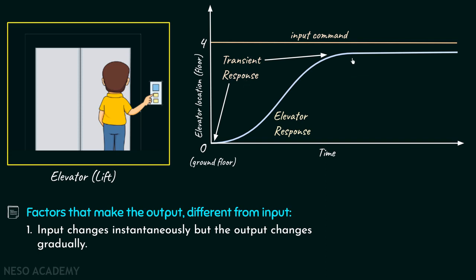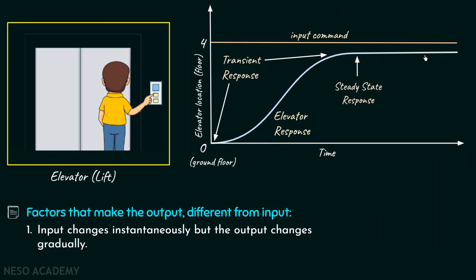Whereas this particular response, in which the control system has finally stopped, or we can say the system has reached the steady state, is called the steady state response of the control system. This is the response when the control system has finally reached the steady state, or we can say the final output has been generated by the control system. In this case, the output is the movement of the elevator, or the position of the elevator in front of the fourth floor level of the building.